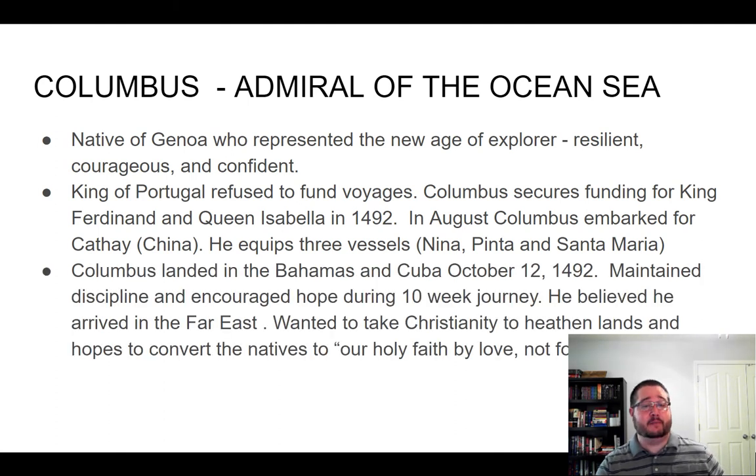Now, Columbus ends up landing in the Bahamas. The island he's famous for colonizing is Hispaniola, or Cuba and the Dominican Republic today. Bahamas and Cuba, October 12, 1492. And he does maintain discipline and encourage hope during his 10-week journey. He's constantly trying to motivate his sailors to get there, and he says that he hopes to convert the natives that he finds in this new place to our holy faith by love, not force. He did not do this.